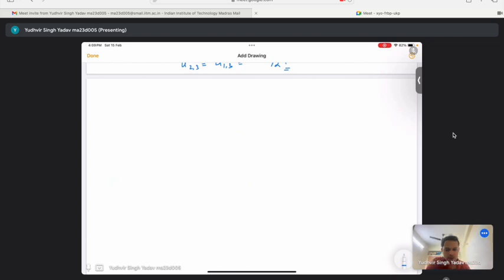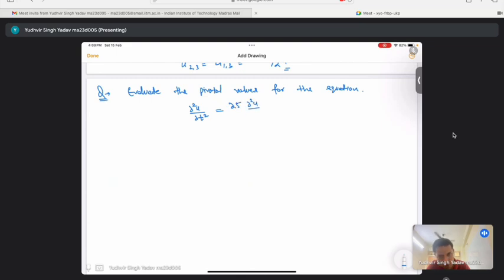Let us take one more question on the same concept. So here what the question says is evaluate the pivotal values for the equation del 2u by del t square equals 25 times del 2u by del x square, where the domain of x is from 0 to 5 and t is greater than 0.